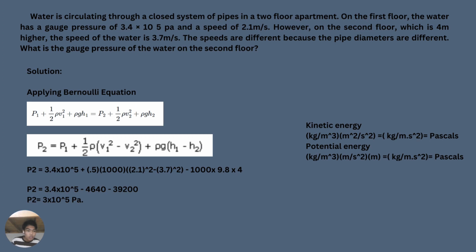So in solving, pag pinlug in natin lahat ng given, ang ilalabas dito is 3.4 times 10 raised to the 5th power plus 0.5 times 1,000 times 2.1 squared minus 3.7 squared minus 1,000 times 9.8 times 4, which is, respectively na given na din sa formula. Parang sinunod na natin yung formula. Kung alin yung nakatapat, yun yung mismong given.